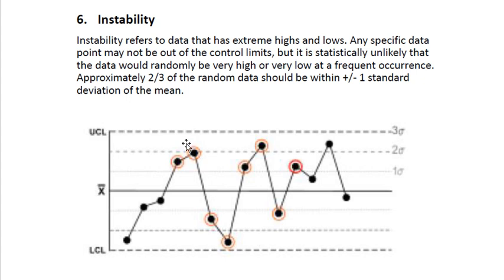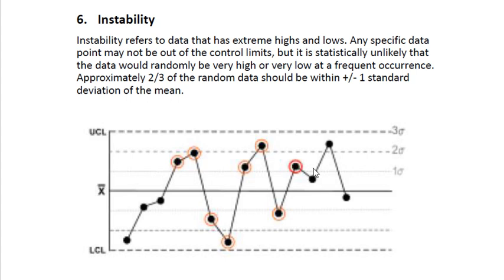Approximately 2/3 of the random data should be within plus or minus 1 standard deviation of the mean. So when you look within the 1 standard deviation, this is the plus side and that's the minus side. You see we have only 1, 2, 3, 4 data points out of all of this data, so that's not 2/3.